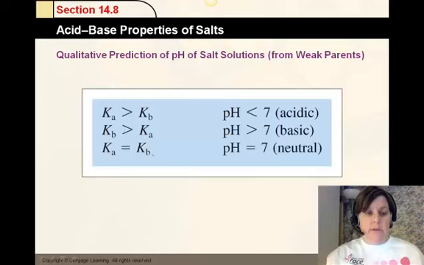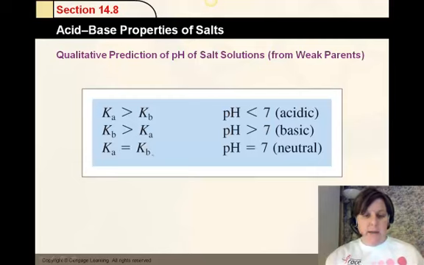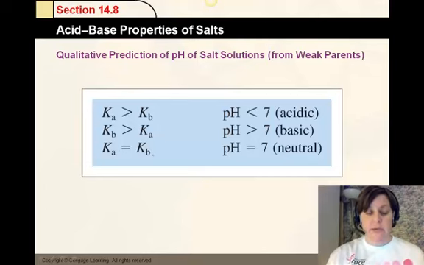So in general, here's a chart about predicting the pH of salt solutions from weak parents. If the Ka is greater than the Kb, obviously the acid is more important, and therefore it's going to have a low pH. If Kb is bigger than Ka, then it's going to be more basic, and if Ka equals Kb, it's going to be a neutral solution. So strong.